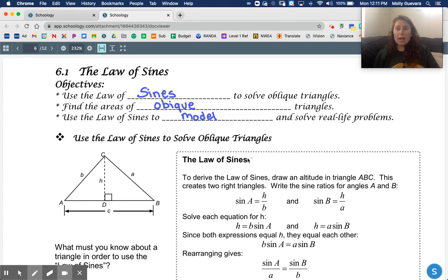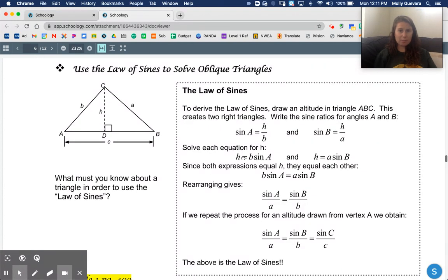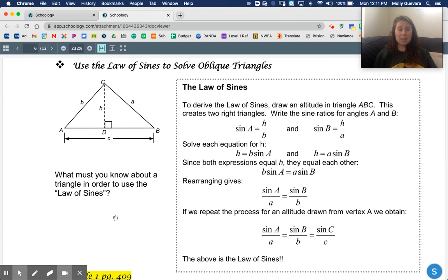Okay, so the first thing that we're going to do is review how we use the law of sines. So I'm going to scroll down here. The law of sines is helpful because you don't need a right triangle to use it, right? If we want to use SOHCAHTOA or those trig functions, we have to have a right triangle. But in the law of sines, you don't have to have a right triangle. So that's really helpful.